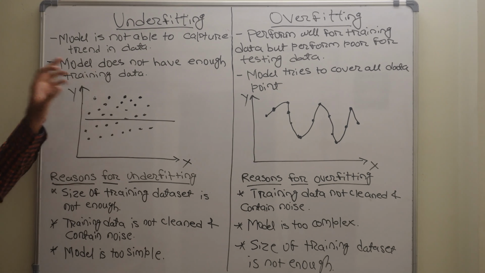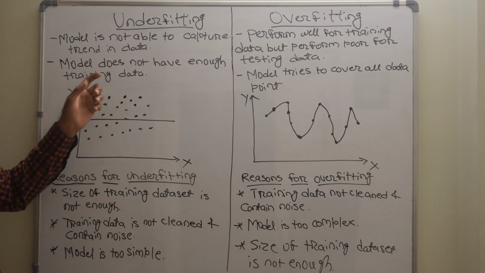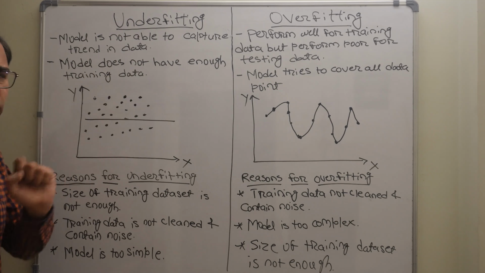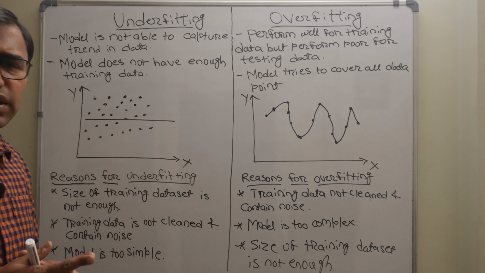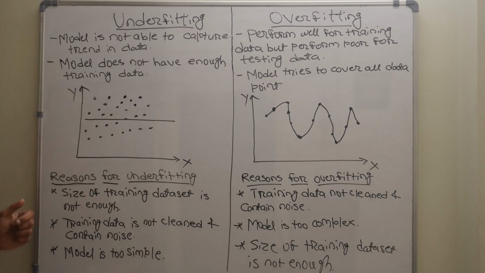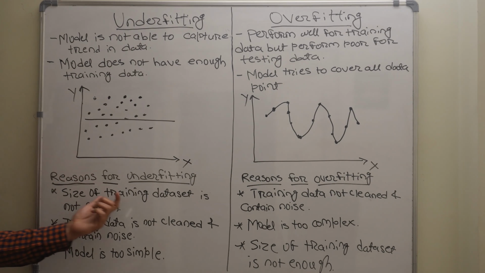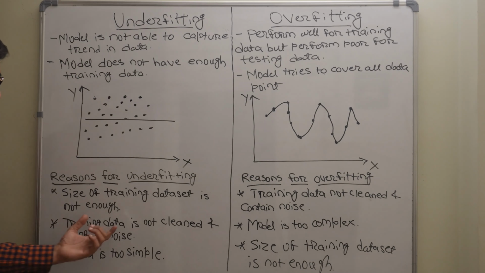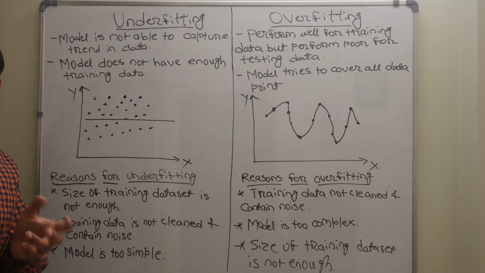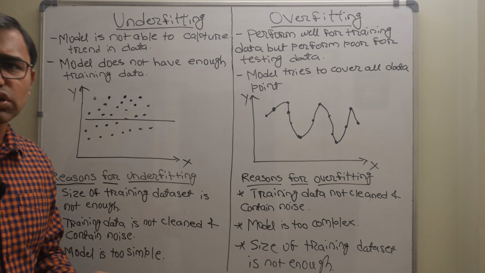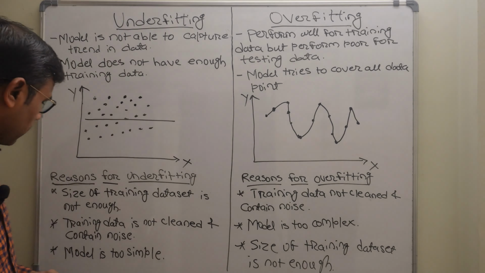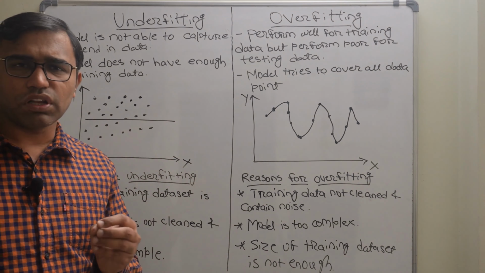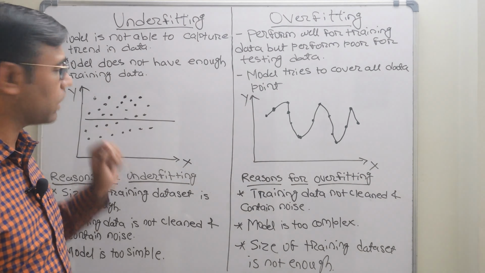Why has it happened? The reason is the model is not properly trained, or the model does not have enough training data. So what are the reasons behind underfitting? The size of the training data set is not enough, so that's why there is underfit. The training data is not clean and there is noise; it contains redundant data and noisy data. This can be another reason. And the model is too simple. If the machine learning algorithm or model is too simple, then underfit can also occur.